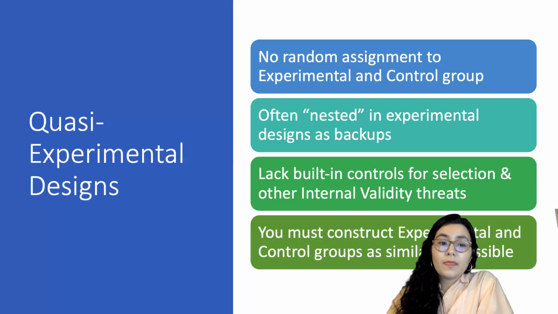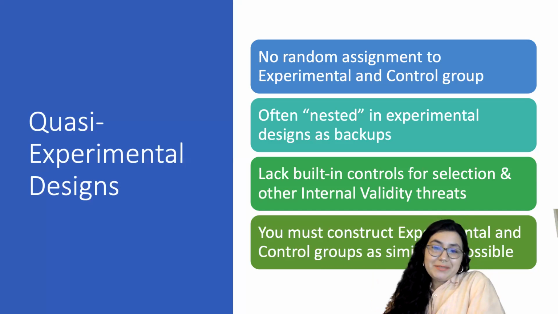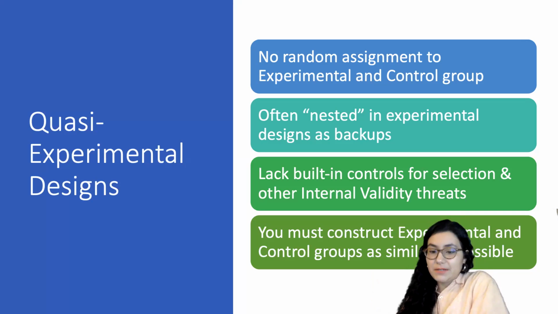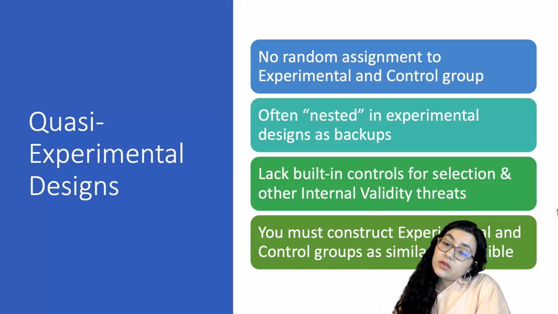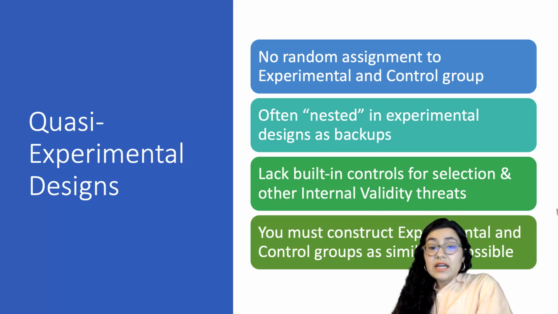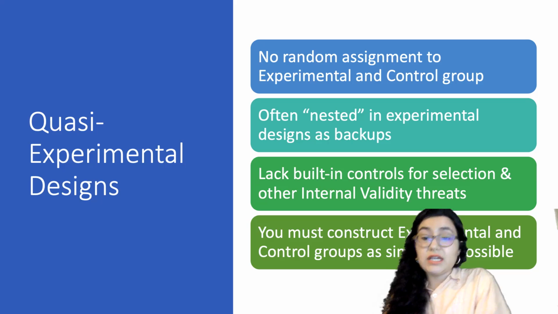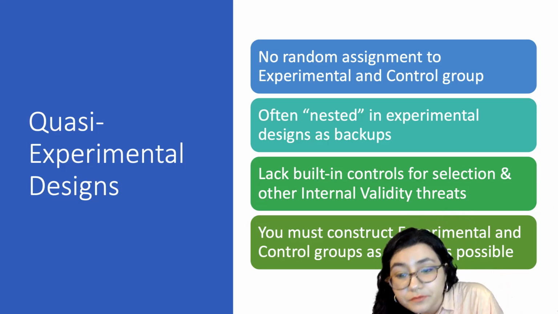But sometimes we can't do random assignment. And sometimes we do a randomized experiment and it just falls apart. So we'll have a backup of a quasi-experimental design nested into the experimental design. Because we're not randomizing, there are no built-in controls. We're not ensuring that there's no selection bias between the group that gets the intervention and the group that doesn't. And so there are a lot of internal validity threats, and we'll have a whole lecture on validity and its relation to experiments.